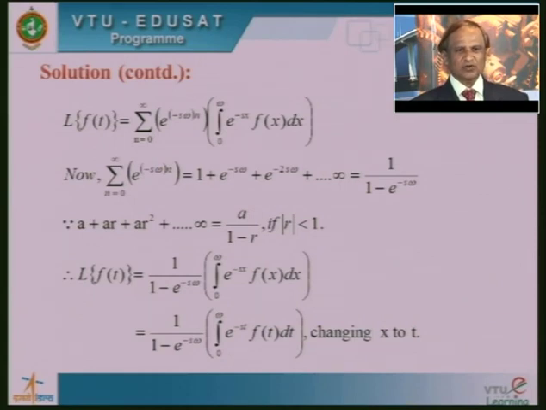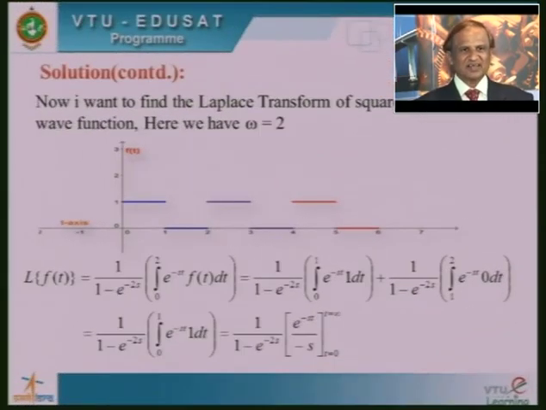So, that is equal to 1 divided by 1 minus e to the power minus s omega, integration of 0 to infinity e to the power minus st f of t dt. Is it clear? Here x is a dummy variable, t is a dummy variable. I can change x to t. Is it clear? I hope you will get the required equation. So, that is the required equation.